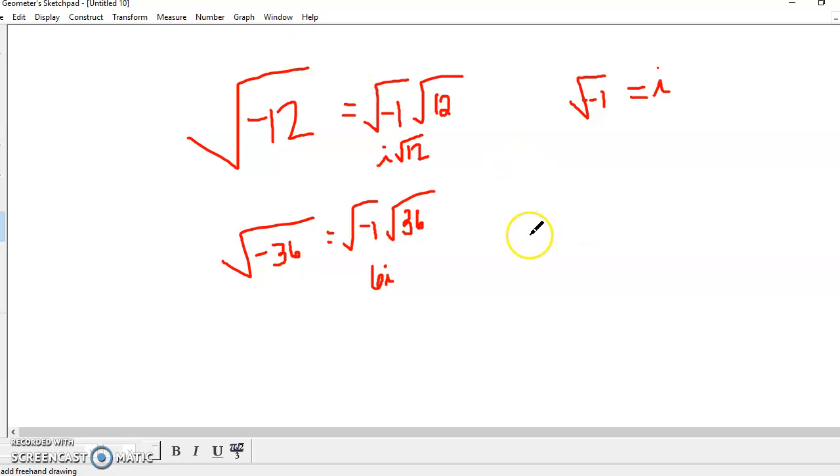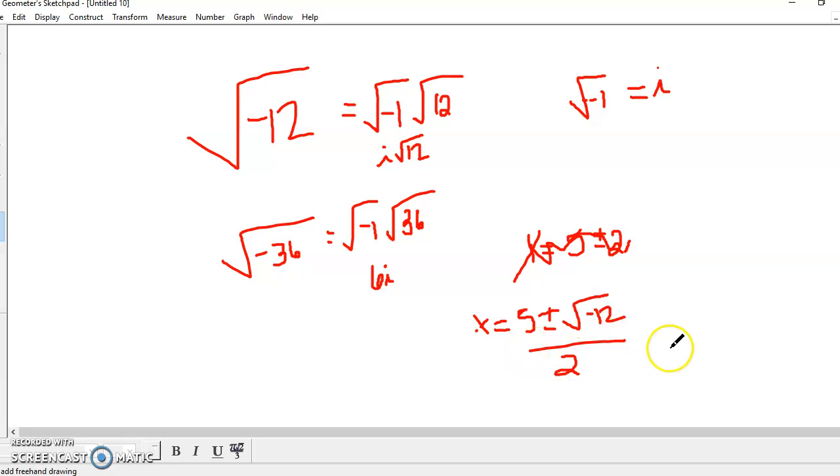And again, if you get x equals 5 plus or minus the square root of negative 12 over 2, you don't even have to simplify that at all.